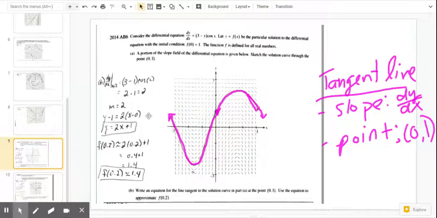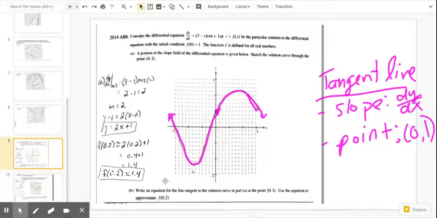And then here I used my point and the slope to write it in point slope form. y minus y1 equals m times (x minus x1). And then just to make it look nicer, I put it in slope intercept form, but you actually don't have to. They're not picky about that at all. So either of these would be appropriate answers.